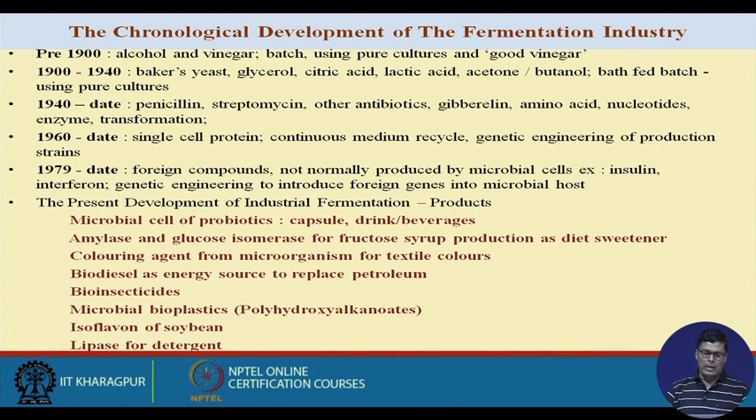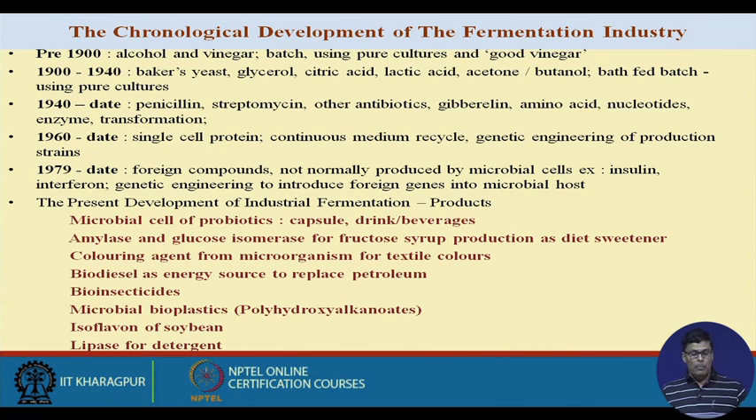Then from 1940 onward up to date, we have several antibiotics in the market like penicillin, streptomycin, other antibiotics. We have gibberellin, this is a kind of plant growth hormone. Then we have amino acids, nucleotides, enzymes, and transformation take place. Then from 1960 onwards, we have single cell protein, continuous medium cycling, genetic engineering of production strains. Then from 1979 onwards, we have foreign compounds not normally produced by microbial cells, as for example insulin, interferon, using genetic engineering to introduce the foreign gene in the microbial host. This is largely in practice.